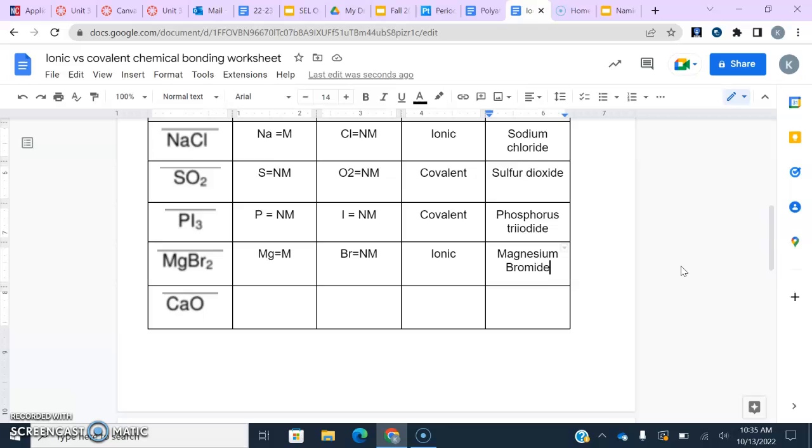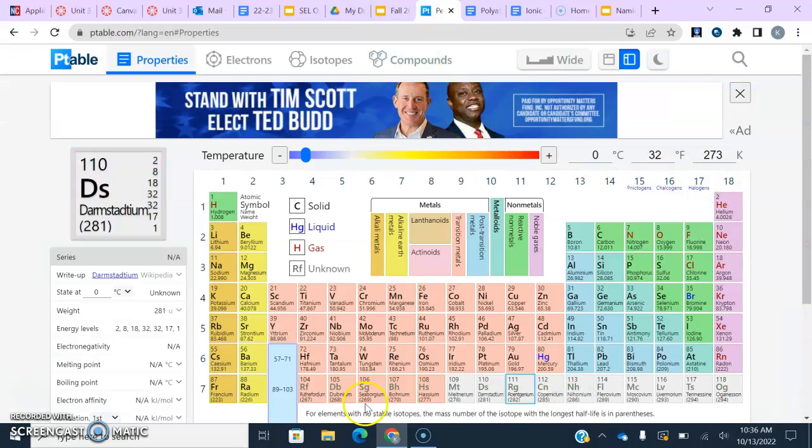Here is where I saw a lot of mistakes, okay? I was seeing a lot of students say that this was magnesium 2 bromide. That is not correct, okay? It's not magnesium 2 bromide. So it seems like we're a little bit confused about when we put the Roman numerals. The Roman numerals are only for transition metals, okay? The transition metals are in group 3 through 12.